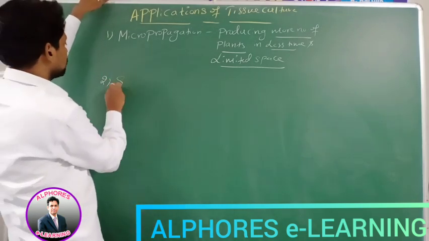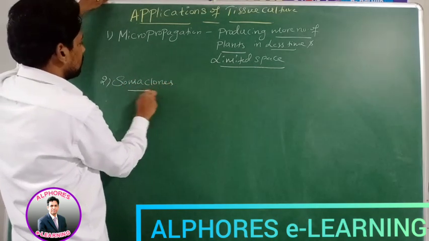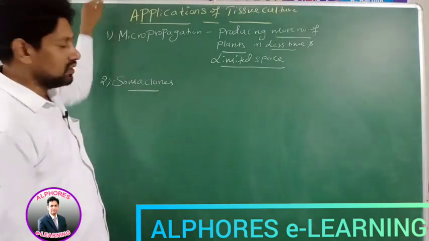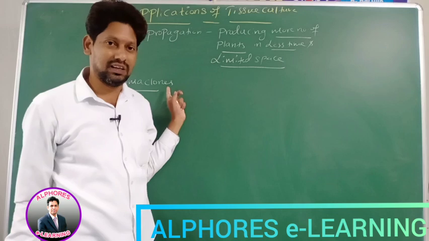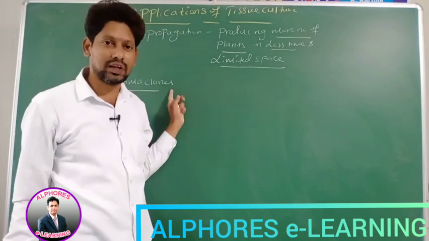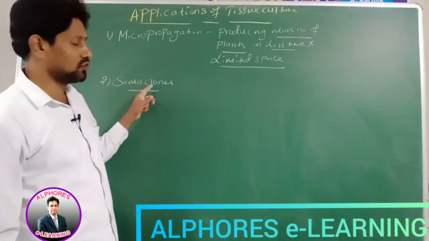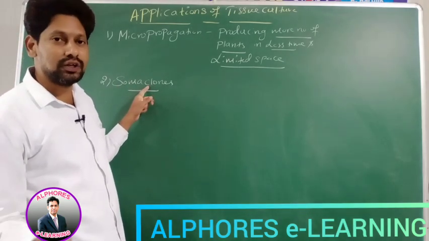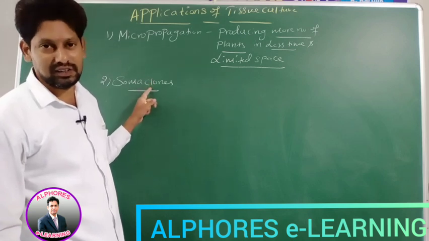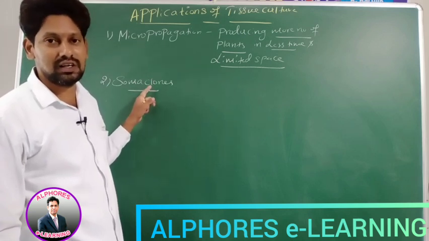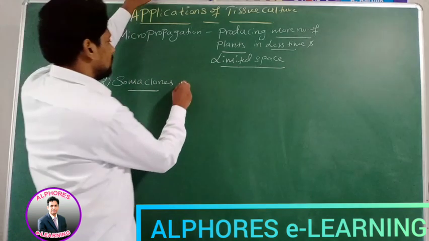Number 2, somaclones. Now you tell me, sir, clone means phenotypically and genotypically identical. Yes or no? We are going to call it a clone. Sir, what is the meaning of somaclone? Plants produced during tissue culture are identical to their parents, identical to the original source. So we are calling them what, sir? Somaclones.